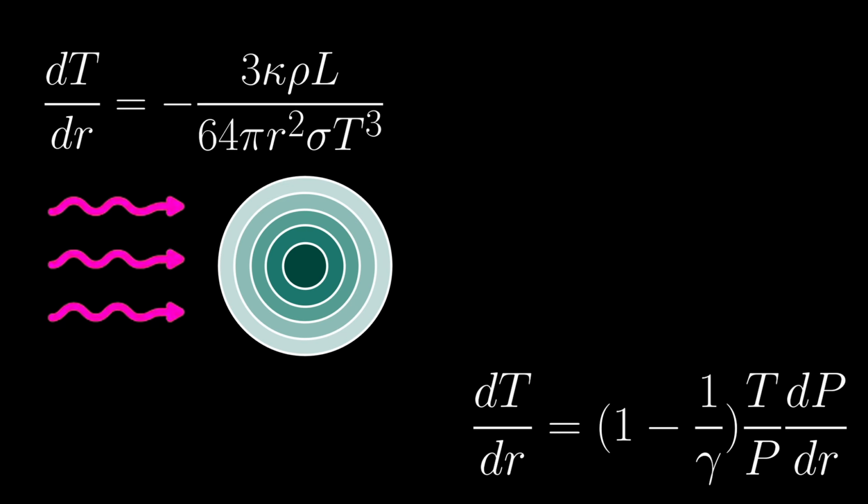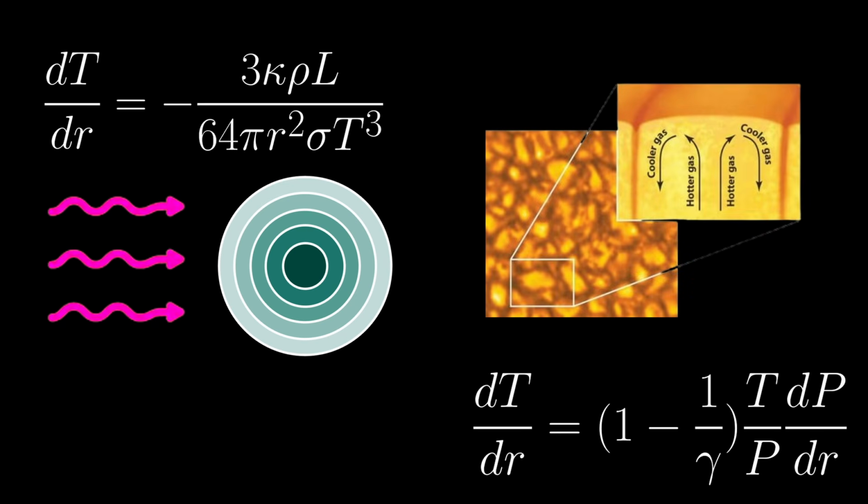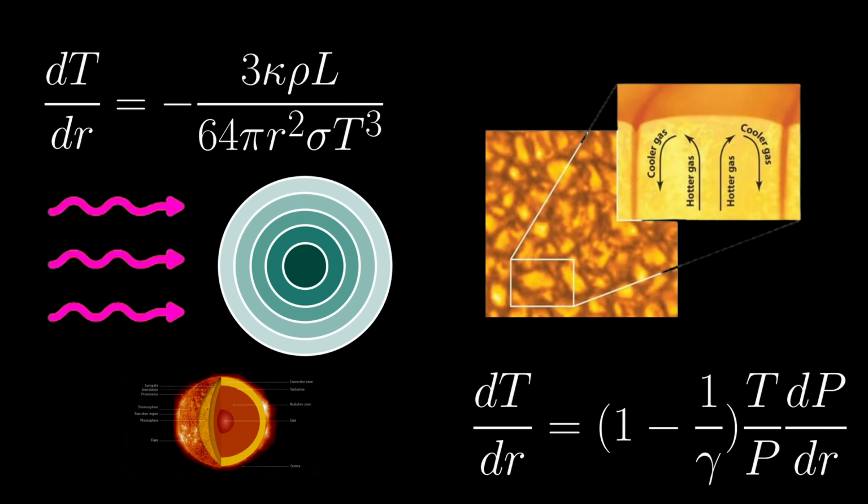The second one assumes that all of the energy transport is convective, meaning that energy is transferred to the movement of the fluid. In reality, the Sun switches from mainly radiative transport to mainly convective transport in the outer 30% of its volume, but we'll be simplifying our model by assuming that the Sun stays radiative throughout.